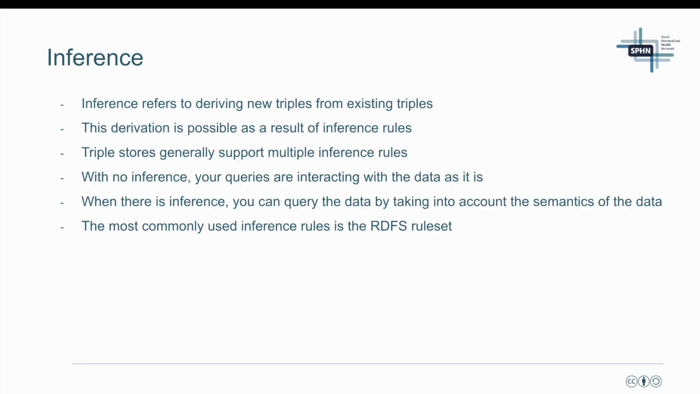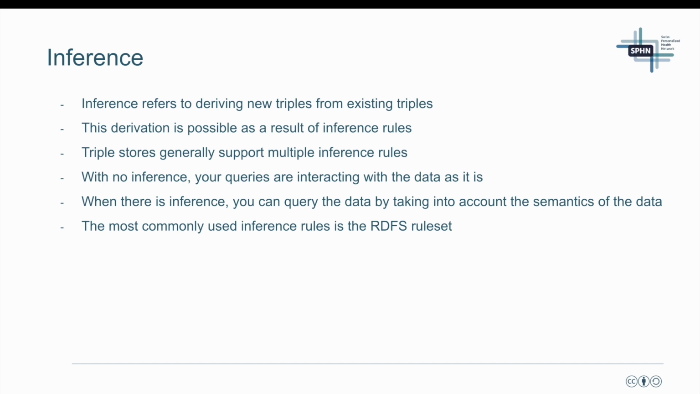Next, we have inference. One powerful feature of RDF and SPARQL is the ability to use inference. By inference, we mean deriving new triples from existing ones. This derivation is possible because of inference rules defined as part of a particular standard. Triple stores generally support multiple inference rules because they are aware of these standards. For example, RDF, RDFS, SKOS, OWL are some standards that can be used for inference.